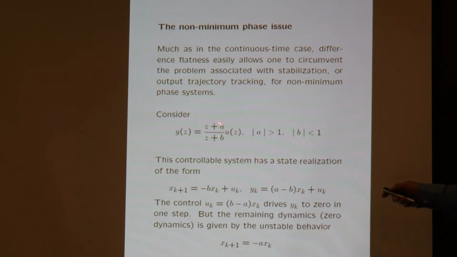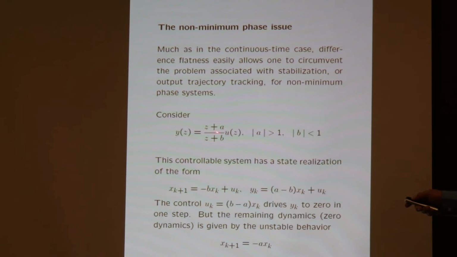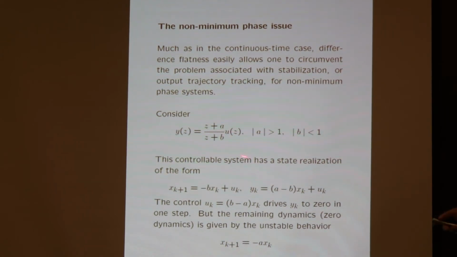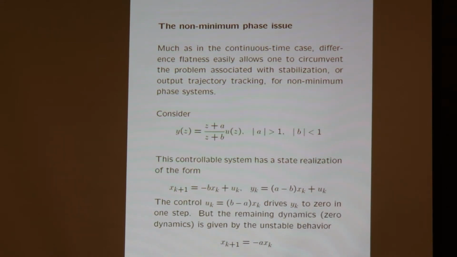Let's suppose you have a transfer function of this form, where the value of A in magnitude is larger than 1. So this is an unstable zero dynamics. And you have a stable denominator, because the root of that denominator is going to be in minus B, and the absolute value of B is within the unit circle. So you have a nice stable system, but with an unstable zero dynamics.